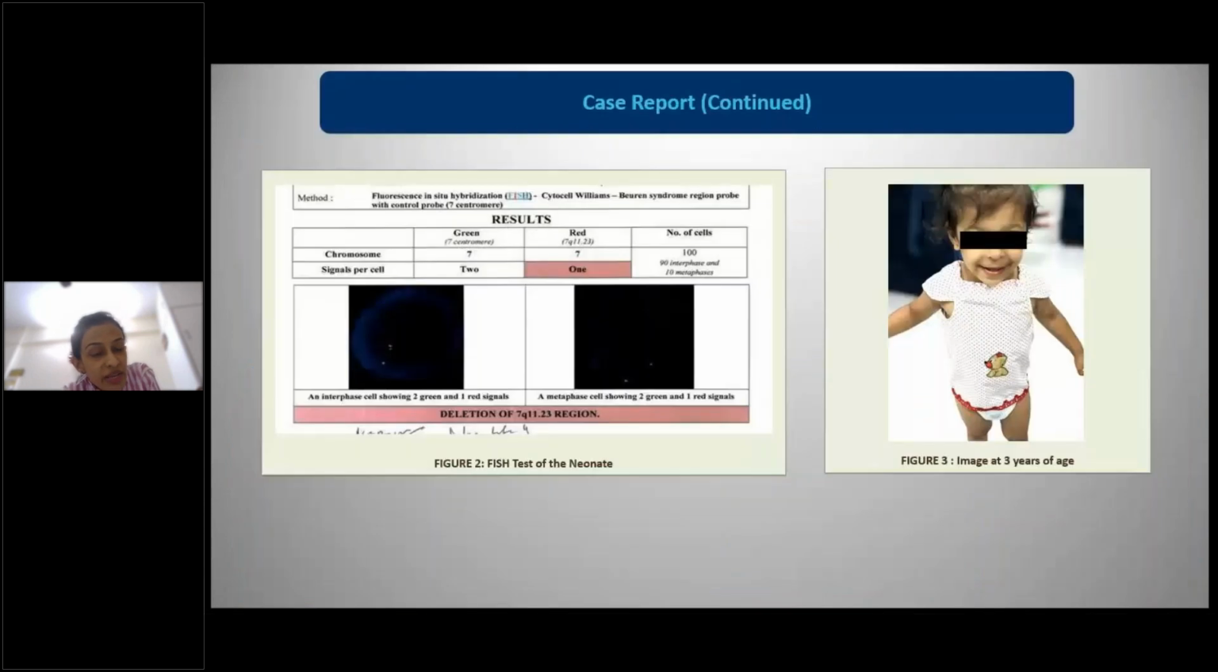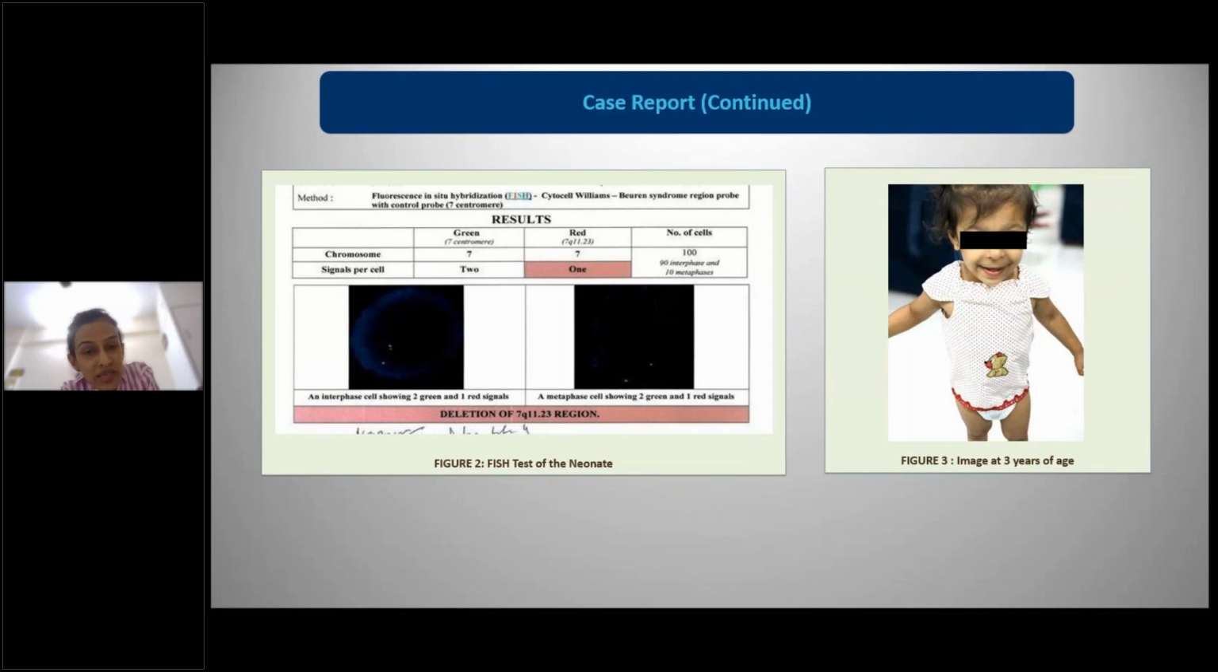Yes, so this is very clearly, as you can see, the neonate's FISH report, which is figure 2, and it shows the evidence of the deletion of the elastin gene on chromosome 7, that is the region 7q11.23. So this is the proper investigation report as displayed here to you. And also figure 3, which shows the regular follow-ups which we have been doing of the child, seeing his growth, developmental milestones, feeding patterns and everything, and scholastic performance as well. So this is the image of a happy infant at 3 years of age.